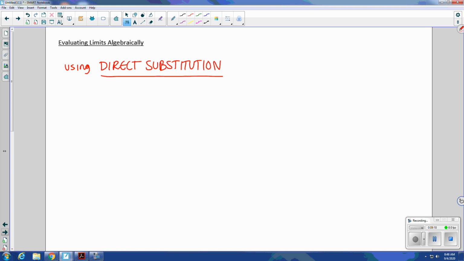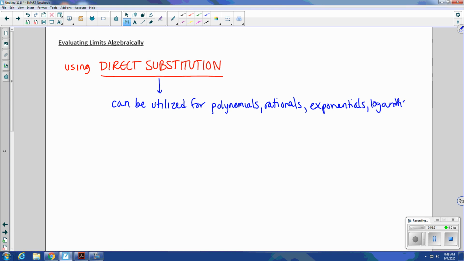And the great news is that while we were establishing a way to evaluate polynomial and rational functions, this actually carries over and can be utilized for polynomials, rationals, but also exponentials, logarithms, and trigonometric functions when evaluating a limit.